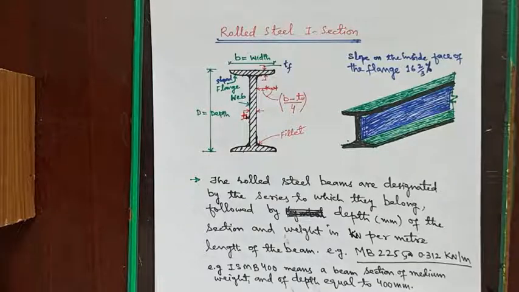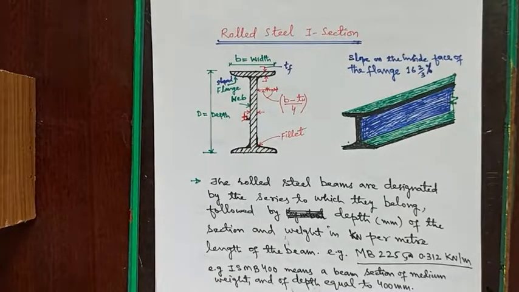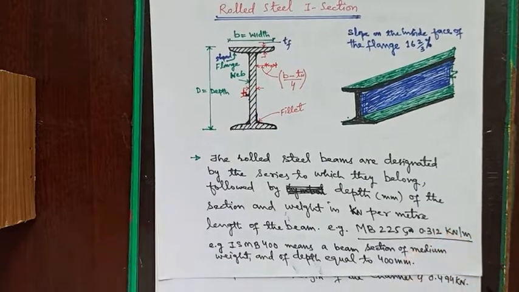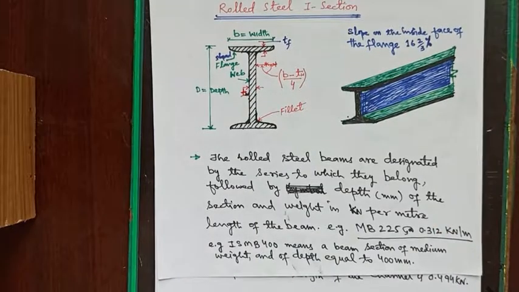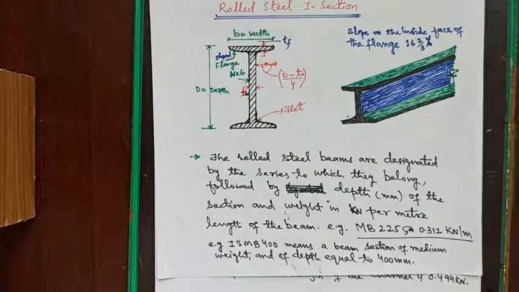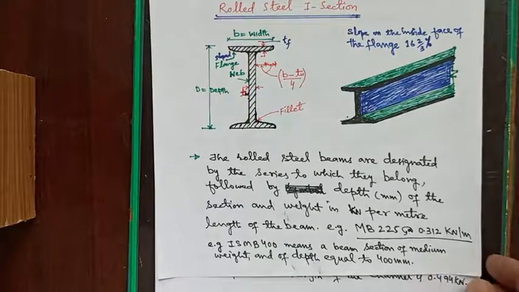It represents a beam section of medium weight and of depth equal to 225 mm. Similarly, ISMB 400 means a beam section of medium weight and depth equal to 400 mm.